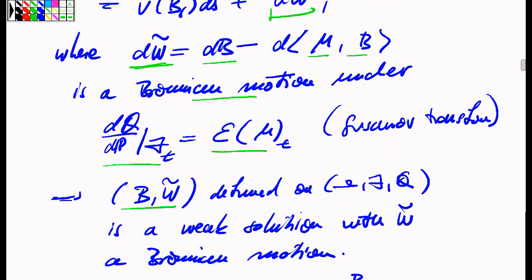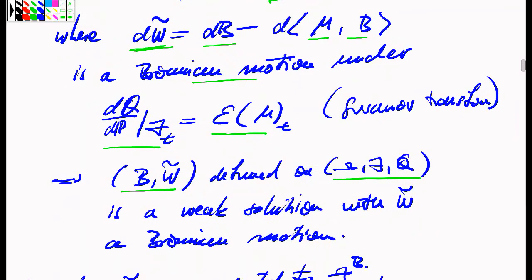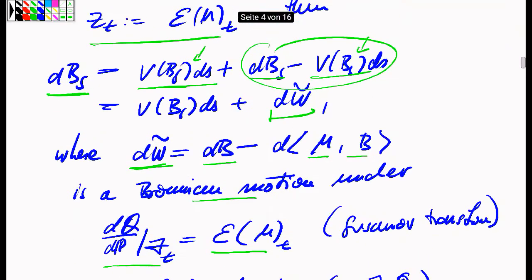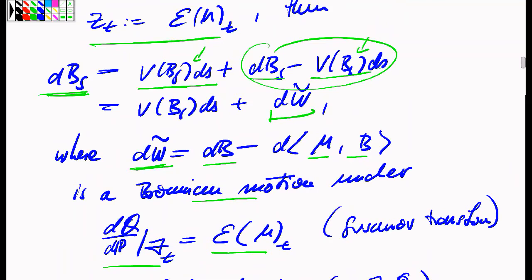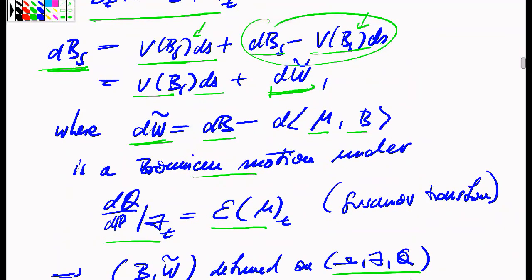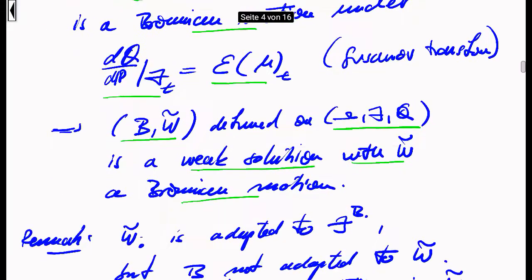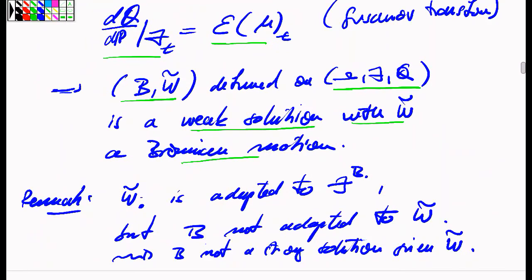And this then altogether says what? That this pair of processes B and W, which is defined on the same measurable space that we started with, but now equipped with this new measure Q, in fact is a weak solution, where W tilde is a Brownian motion. Why so? Well, obviously we have managed to write dBs as V(Bs) ds plus dW, where W is a Brownian motion on some probability space. So therefore we have obtained a solution. We have obtained a pair of processes B and W, where W is a Brownian motion, and B satisfies the stochastic differential equation in the sense that we have just discussed.